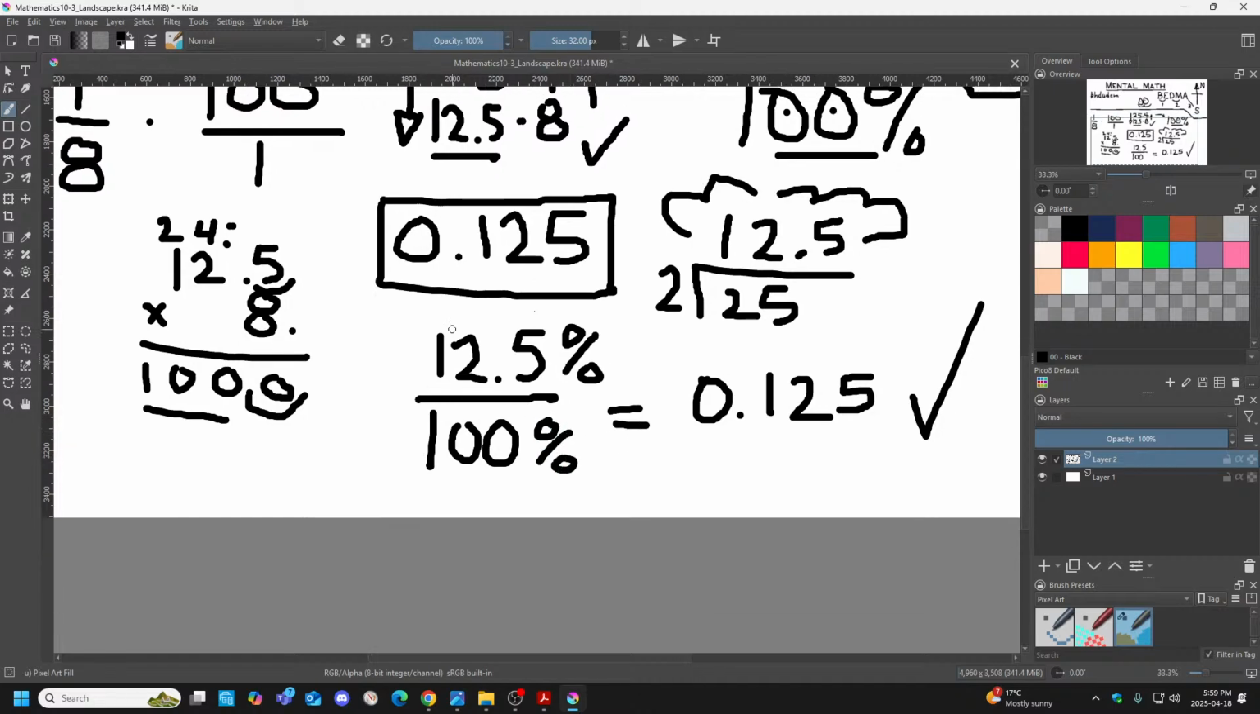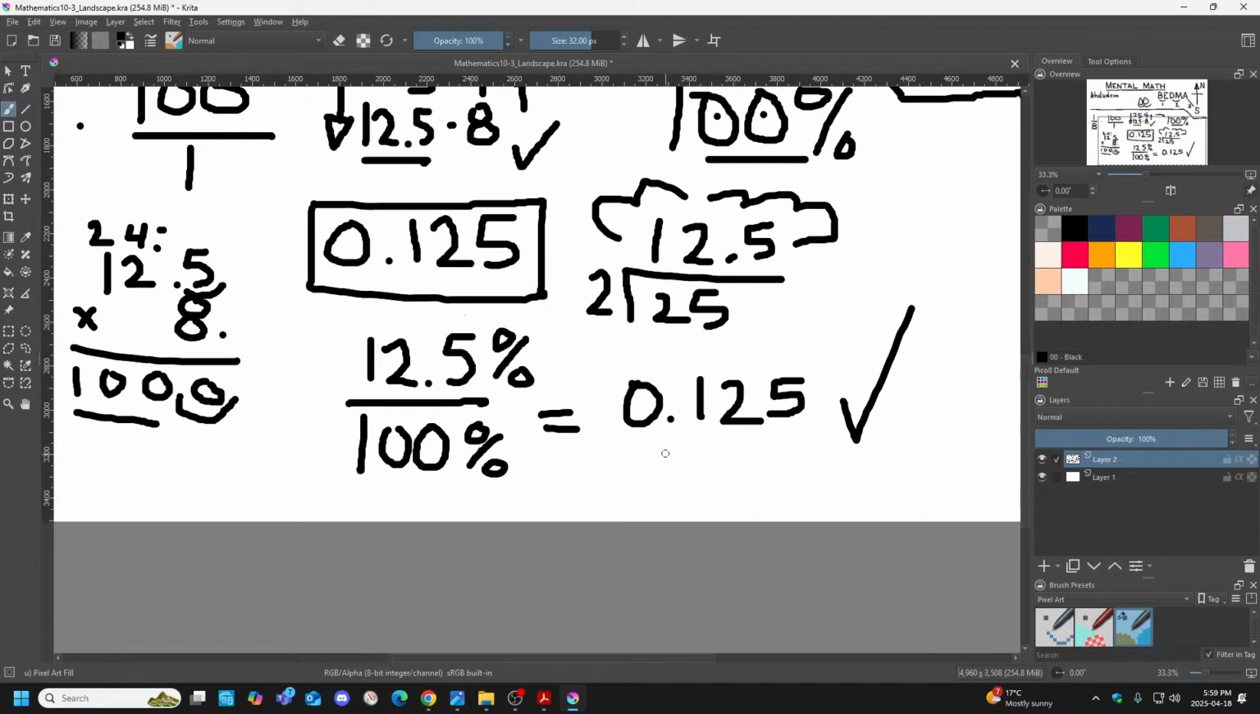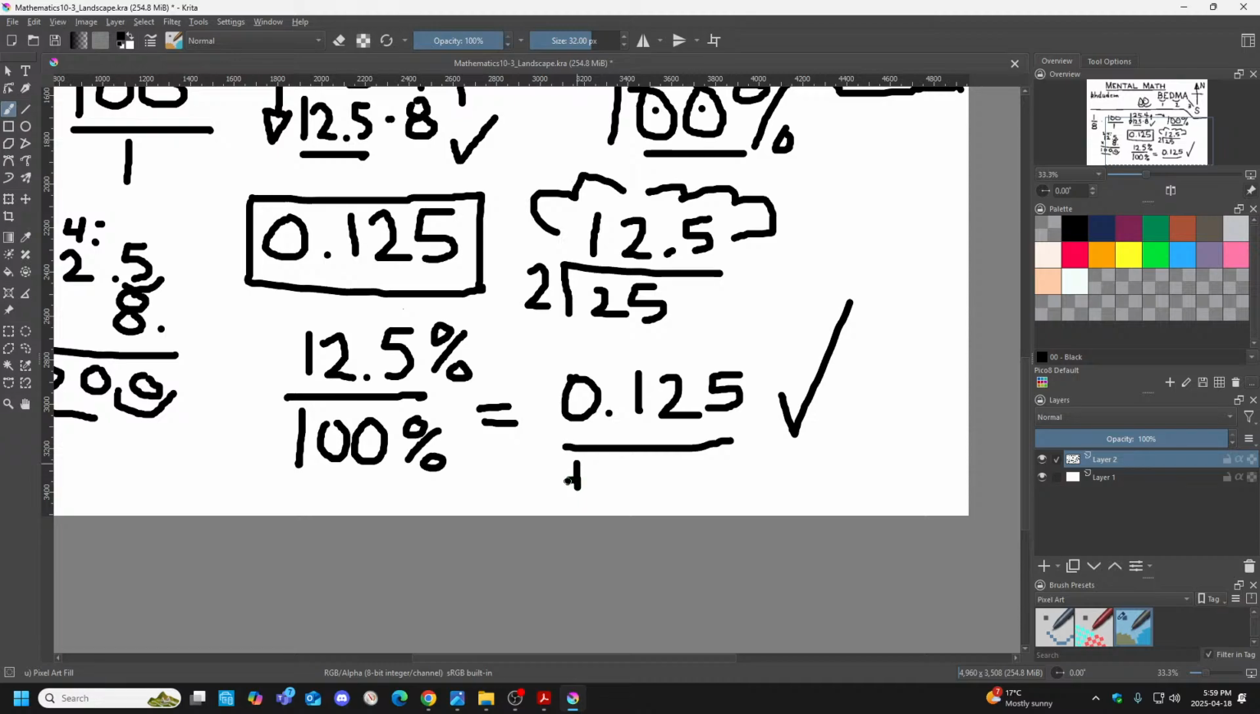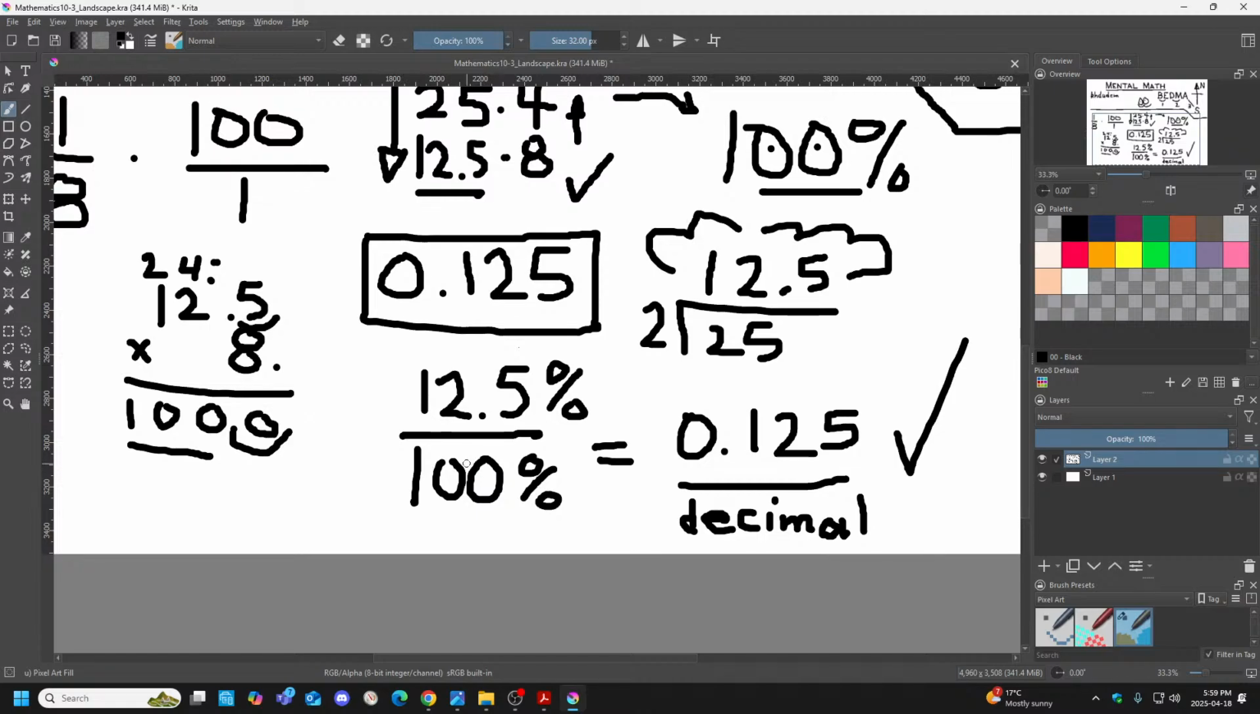Okay, this is the percent form. This is the decimal form. I just want to be clear about that. Okay, so I went a little bit extra in the work. I didn't need to, but the goal was to show you guys the patterns.